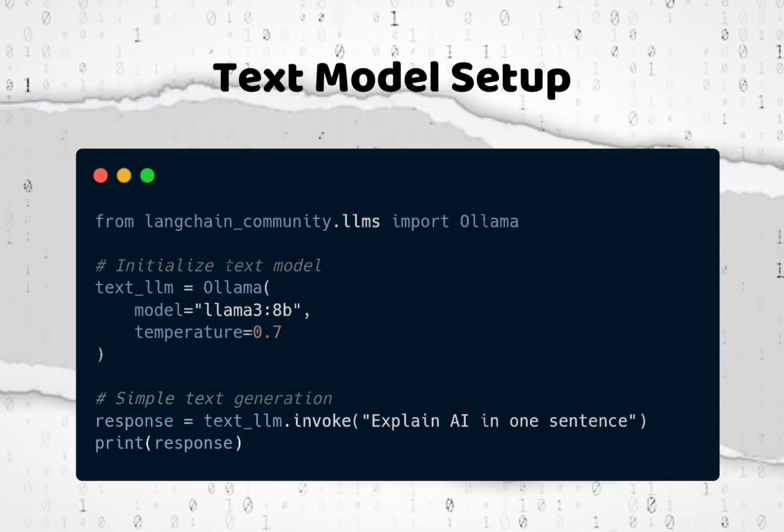Now let's use the text model. Import Ollama from Langchain, initialize it with our Llama 3 model, and set temperature for creativity control. The invoke method sends prompts and returns responses. This example asks for a simple AI explanation.